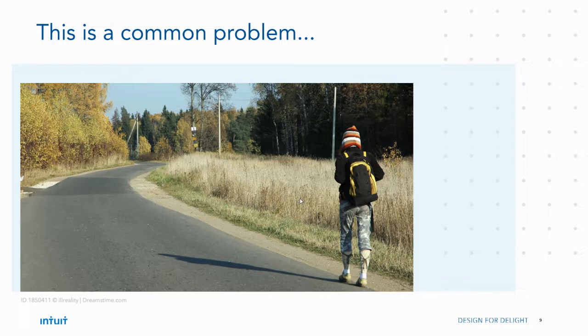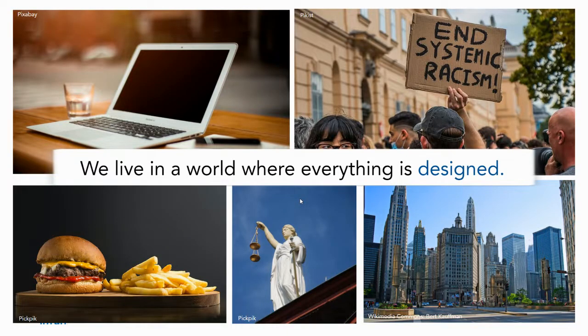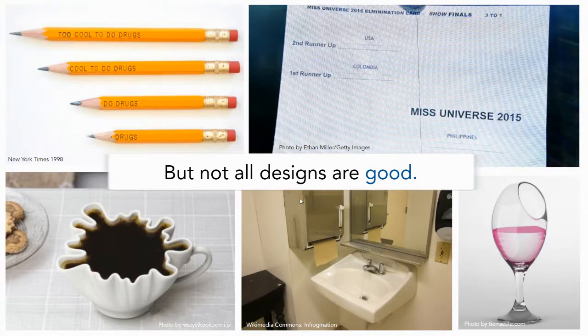We could have all kinds of issues here. Number one, I don't see a sidewalk, so this might not be very safe, particularly if it's dark or in snowy conditions. That's just one quick example of an issue we could see here. So there are a lot of designed solutions. They could take a bike, they could take a cab. Everything in our world is designed. However, not every design is good.